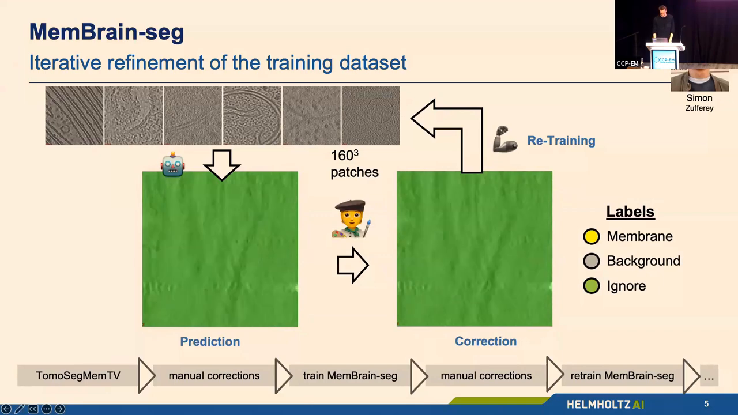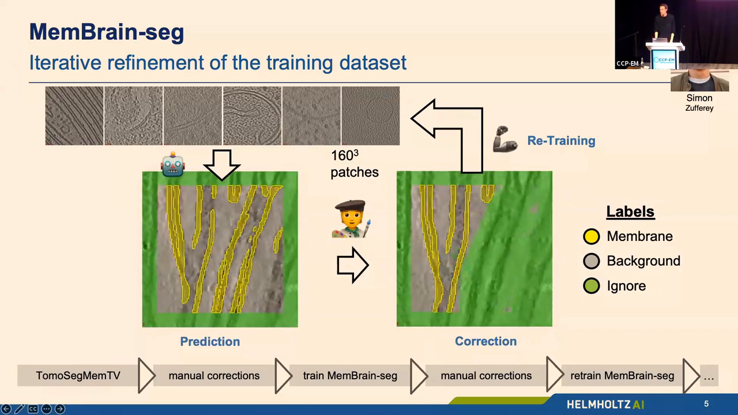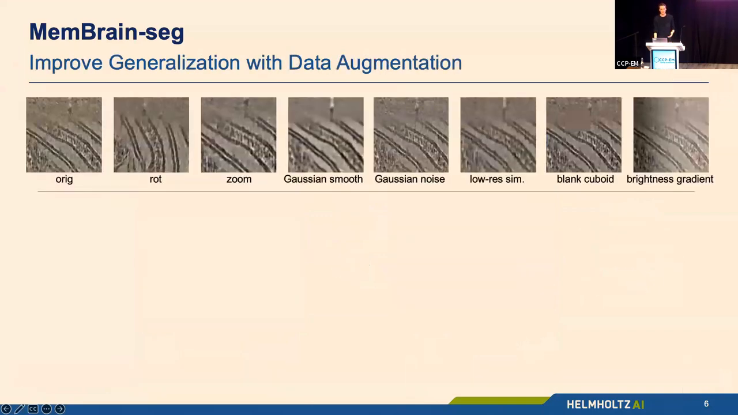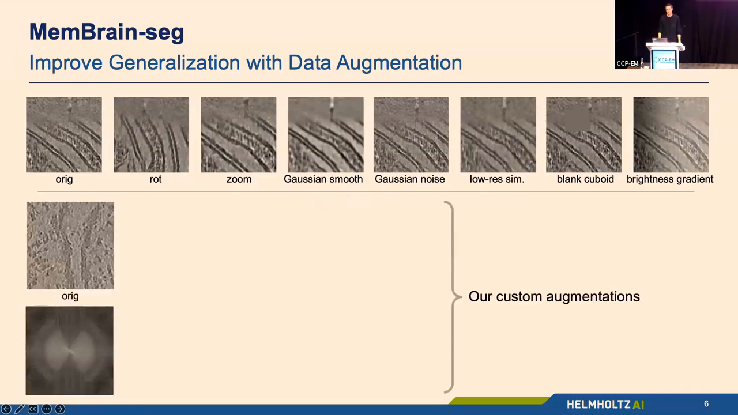And with that approach, we got a nice training data set, but as I said, we also try to artificially increase the variability and also the size of our training data set using some data augmentations. Here are some very classical data augmentations that we included into our training, but at the same time, we also came up with some custom augmentations that are maybe more specific to cryo-ET or also to membrane segmentation, and which rely more on corrupting the Fourier space of the patches.